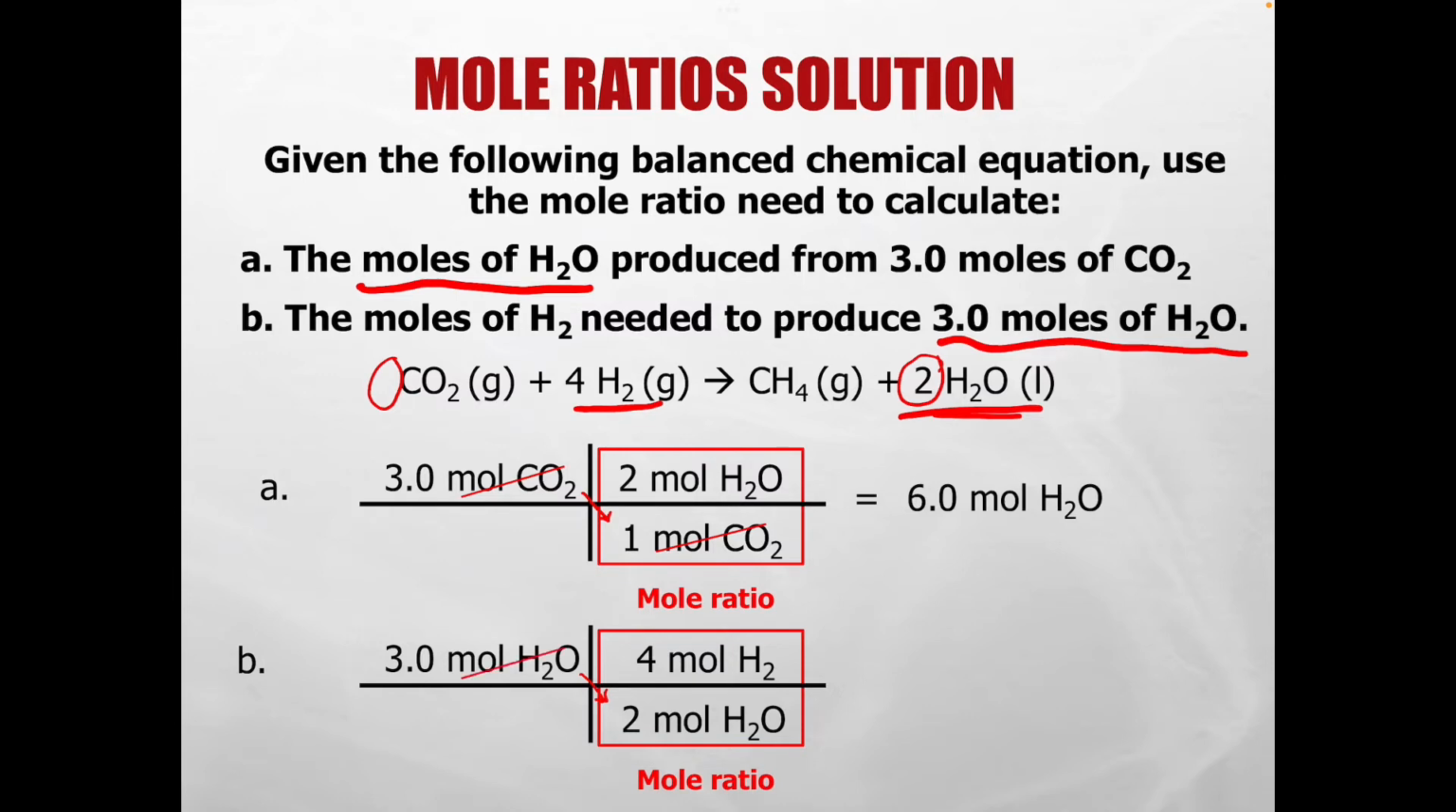So then we go ahead, we make sure our units cancel, and then we're left with moles of hydrogen, which is what we were trying to find. We'll multiply the numbers on the top, divide by the numbers on the bottom, and we'll get our answer.